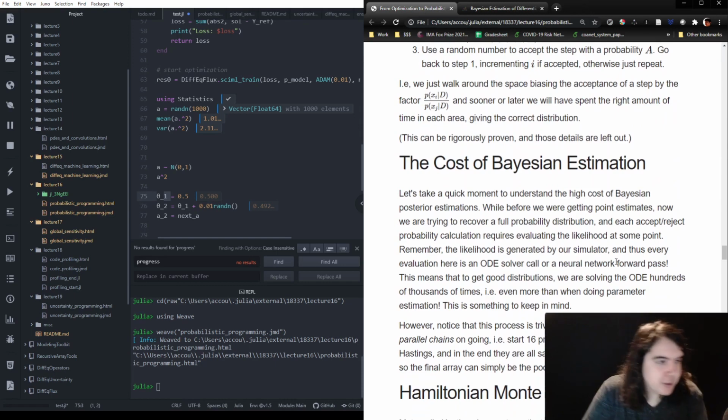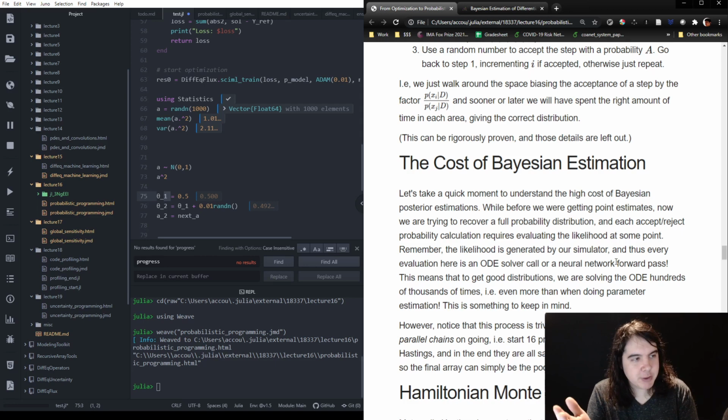So what is the cost of doing Bayesian estimation? Well, every single time we evaluate the likelihood function, we're solving an ODE. So it's quite expensive, right? Because if you want 10,000 points to represent this probability distribution well, then it's going to take 10,000 ODE solves. So you can see that very quickly, this is going to be a very expensive process.